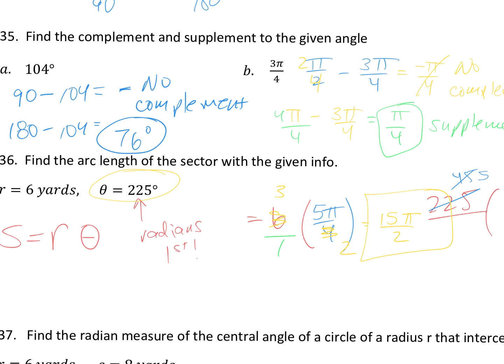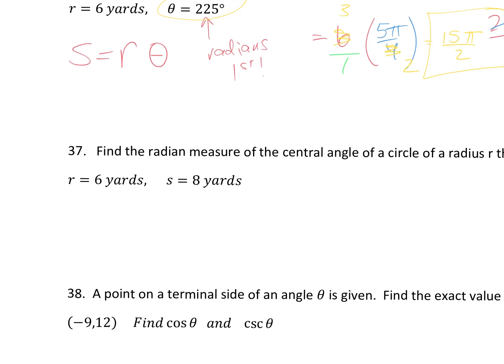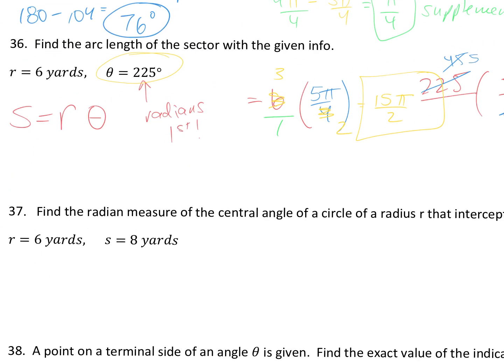Does it matter if the answer is like decimal or radians? If it's a free response question and they don't specify, then you can do what you want. If it does specify, then just follow the directions. So it's 15 pi over 2.